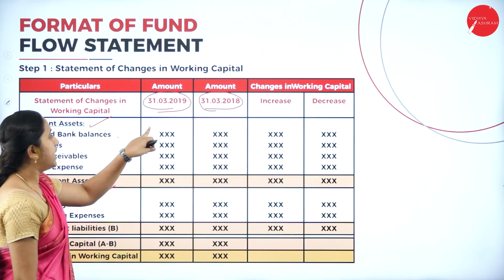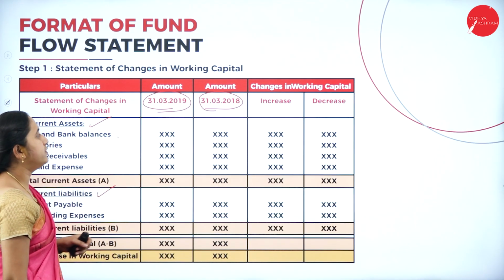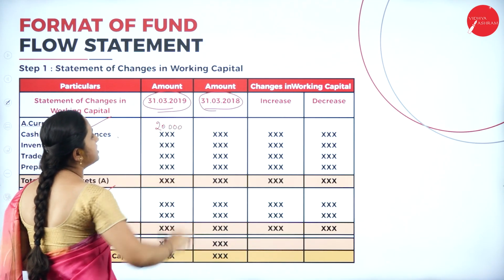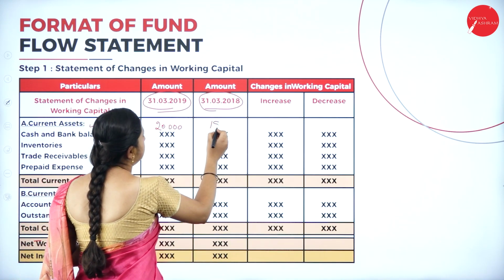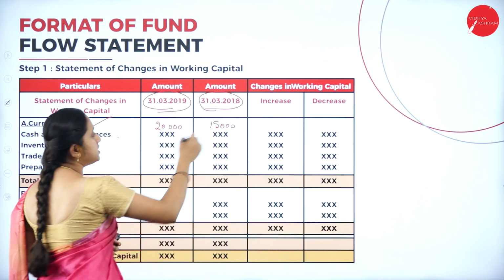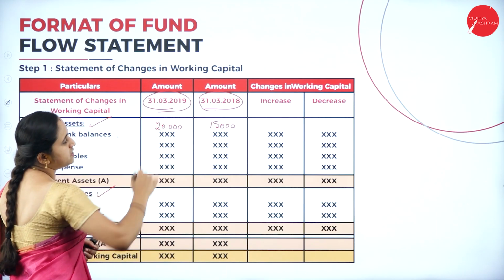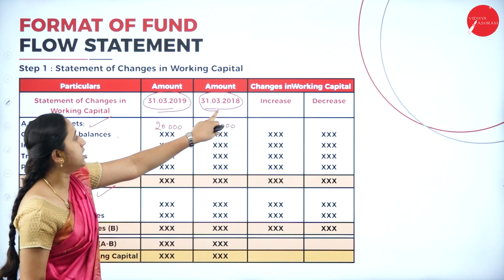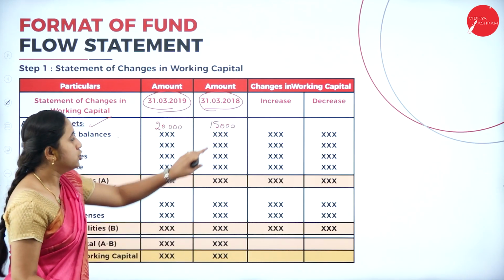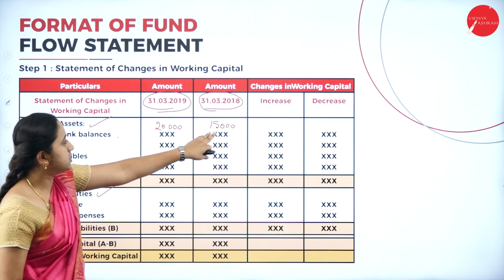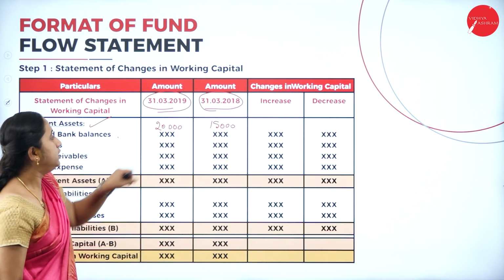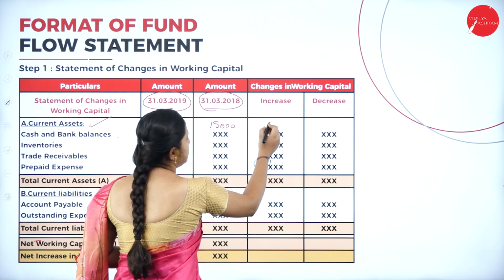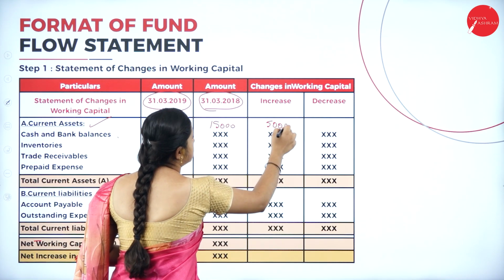For example, current year cash and bank balance on 31st 2019 is 20,000 and 31st 2018 is 15,000. So write 20,000 and 15,000. Now compare 20,000 minus 15,000 is 5,000. So from the 2018 compare the 2019. So it is increased. 2018 the balance is 15,000. In 2019 the balance is 20,000. So it is increased. So write in the increase column 5,000.